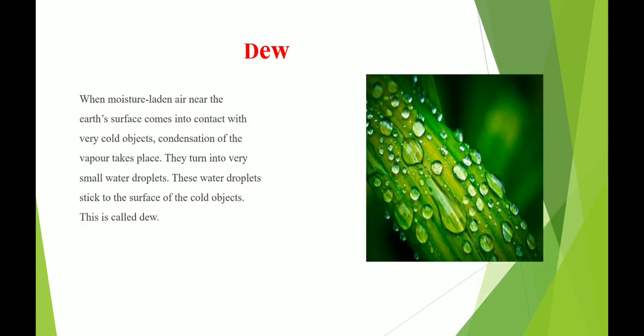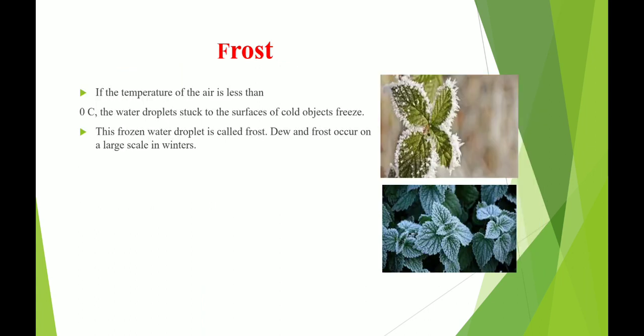Now see next is dew, how dew is formed. When moist air near the earth's surface comes in contact with a very cold object, condensation of water vapor takes place and turns into very small water droplets. You can see in the picture how the condensation takes place, and these water droplets stick to such a cold surface, and this form of precipitation is called dew. Mainly dew is seen in the winter season in the morning.